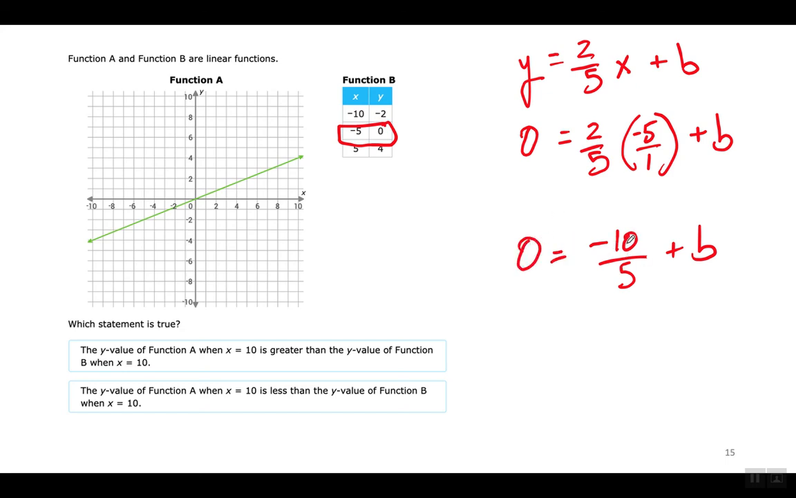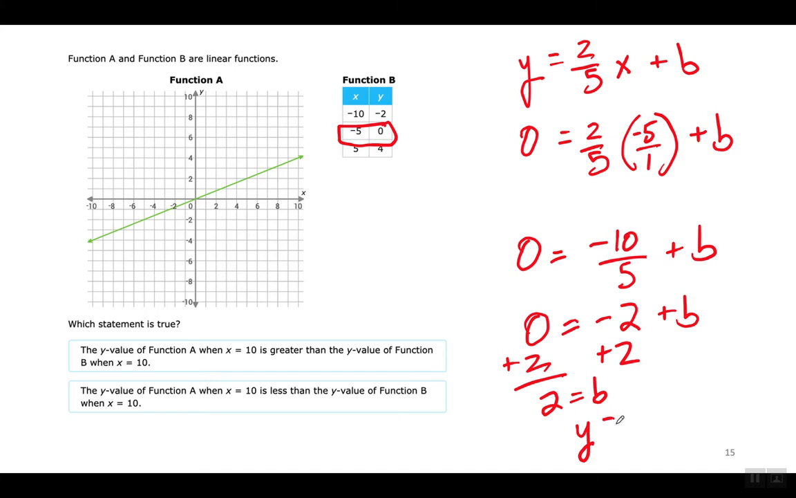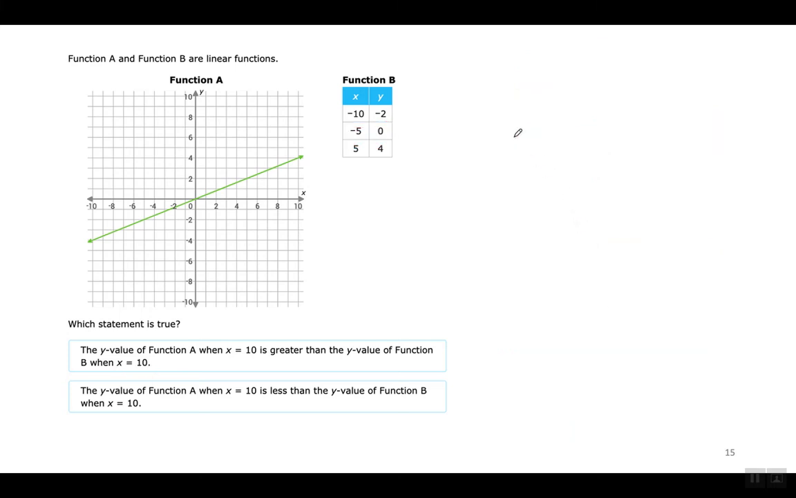Alright, so negative 10 divided by 5 is negative 2. And now move negative 2 to the left by adding. And you're going to have b equals 2. So that means y equals 2 over 5x plus 2. Okay, now when I substitute x equals 10, I'm running out of space here, so let me erase here. Y equals 2 over 5x plus 2.